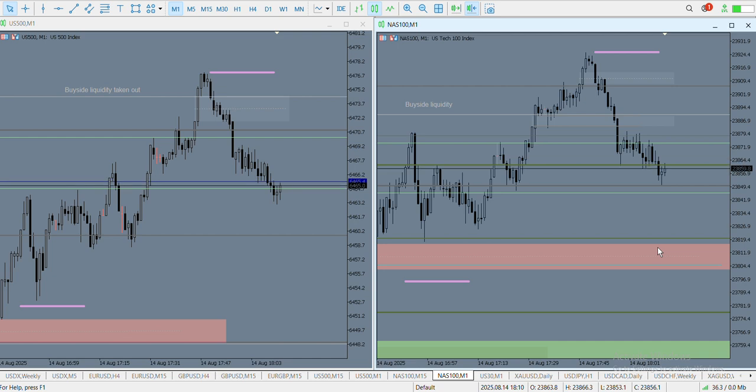So we are consolidating around today's opening range gap high in NAS 100. US 500, we're trading on the upper portion of today's opening range gap, on the upper quadrant of today's opening range gap, 6,465. Let's see if we'll get back into 6,469.